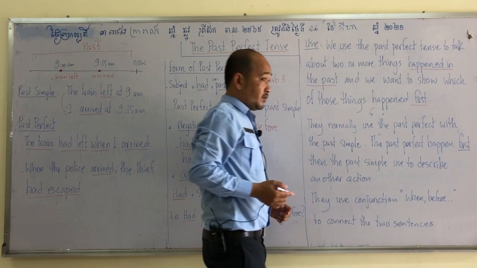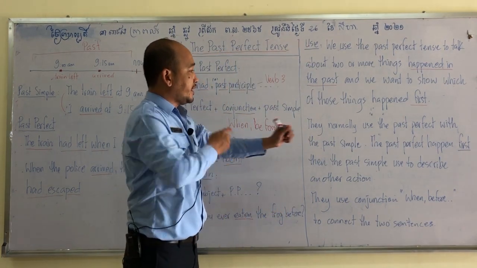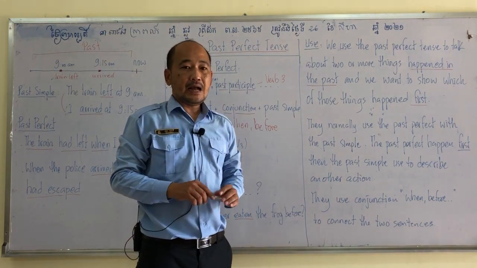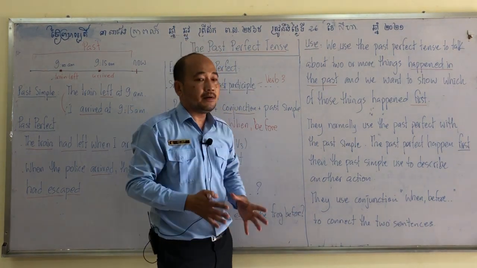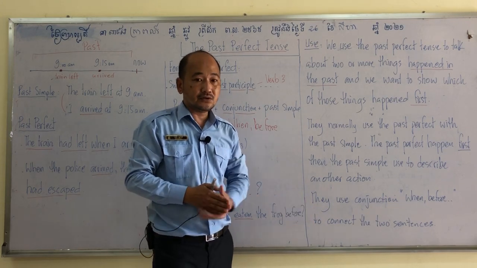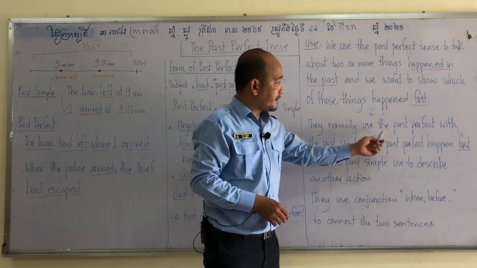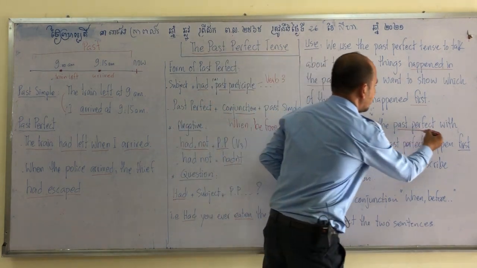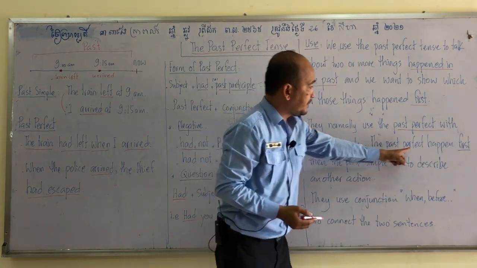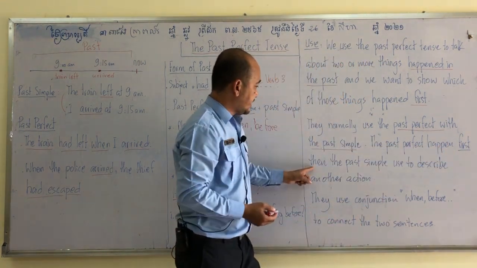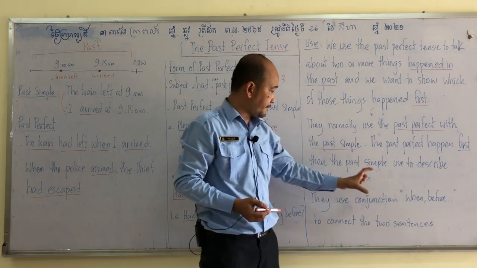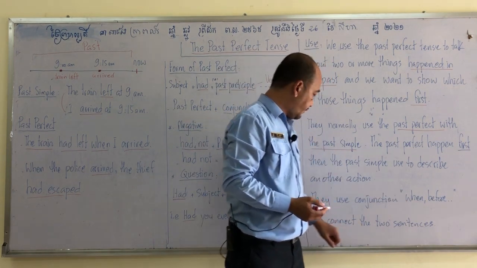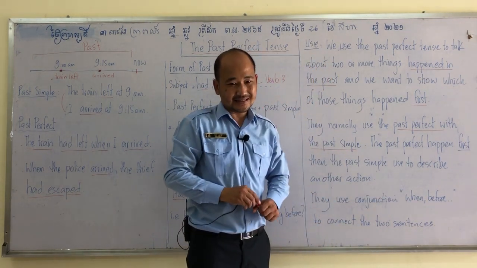So which one happened first? We use past perfect. And for another action that describes the situation, we use past simple. We normally use the past perfect with the past simple. The past perfect happened first, then the past simple is used to describe another action. We use the conjunctions when and before to connect the two sentences.